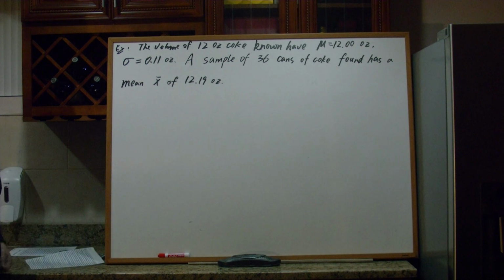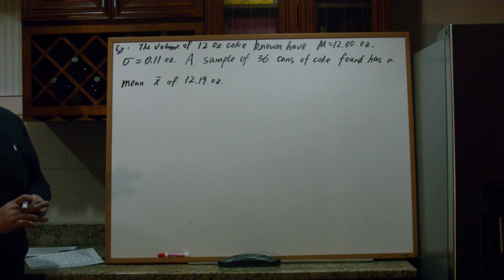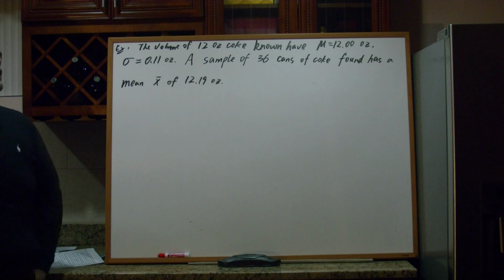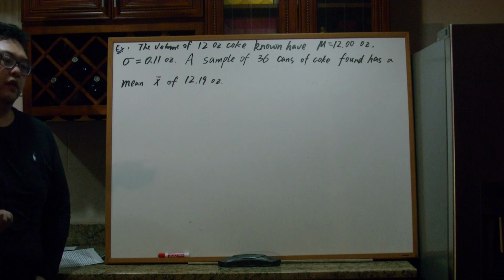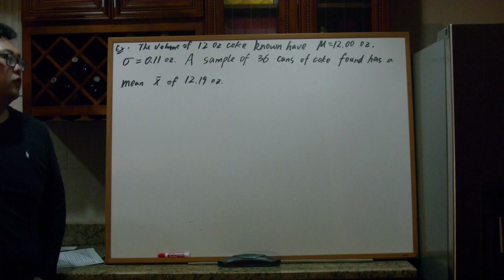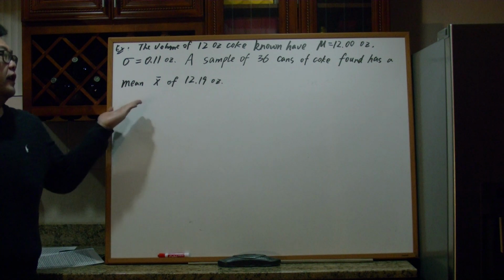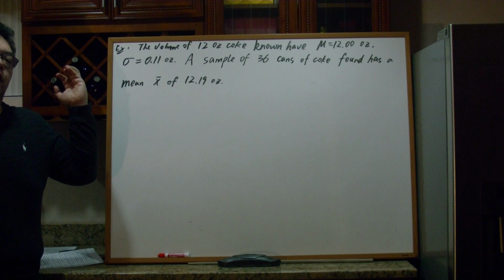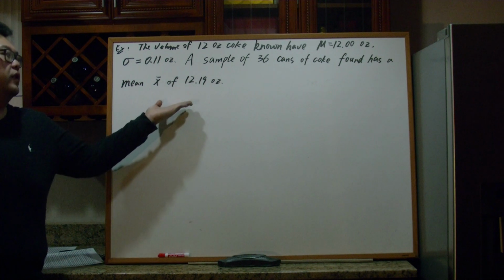Right, so sometimes it happens that you use a machine to fill up the Coke cans. But as time passes, the volume control may get a little troublesome. So in this case, we got 36 cans with a sample mean of more than 12.19 ounce. So the question we can ask is, is that usual? Is that a usual case?